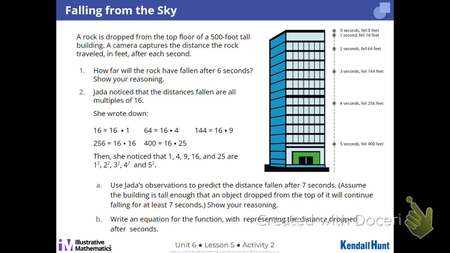It says a rock. I imagined a golf ball for some reason. But whatever. A hard object toward the sidewalk where there's magically no people because we wouldn't want to hurt anybody, right? And it's giving you how far it's fallen after a certain number of seconds. What I want you and your partner to do is come up with how far it will have fallen after 6 seconds.